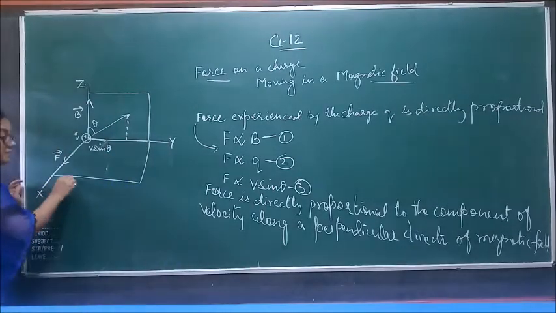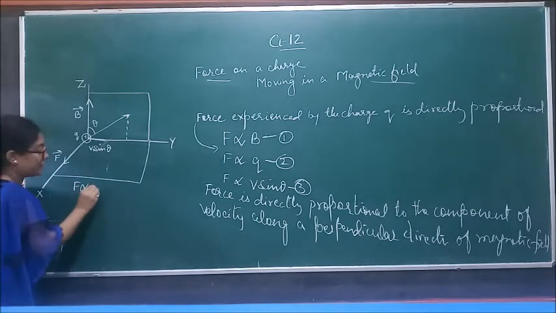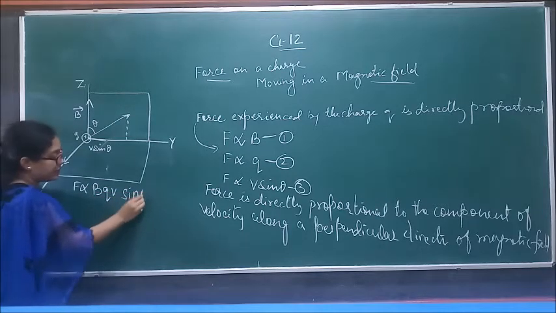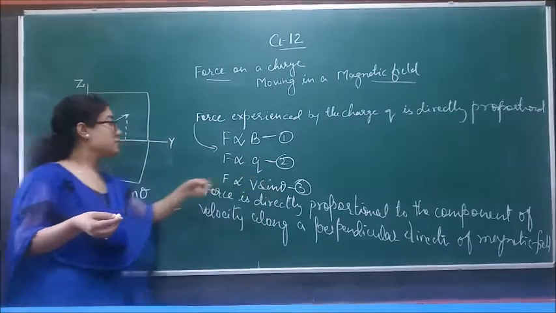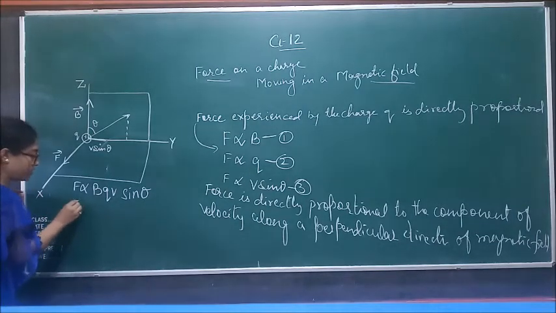Adding all the equations, what will the value be? F is calculated as B Q V sin theta. After adding all the equations, you will get B Q V sin theta. Now I am going to write it in the form of vector.